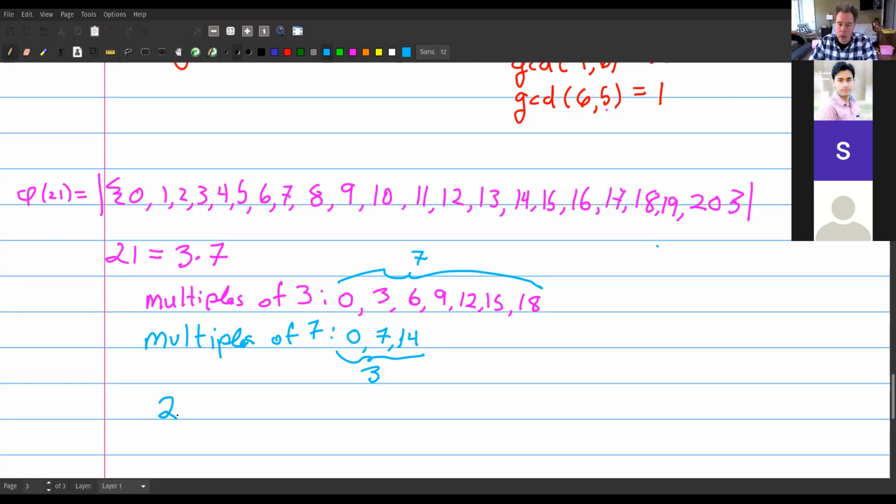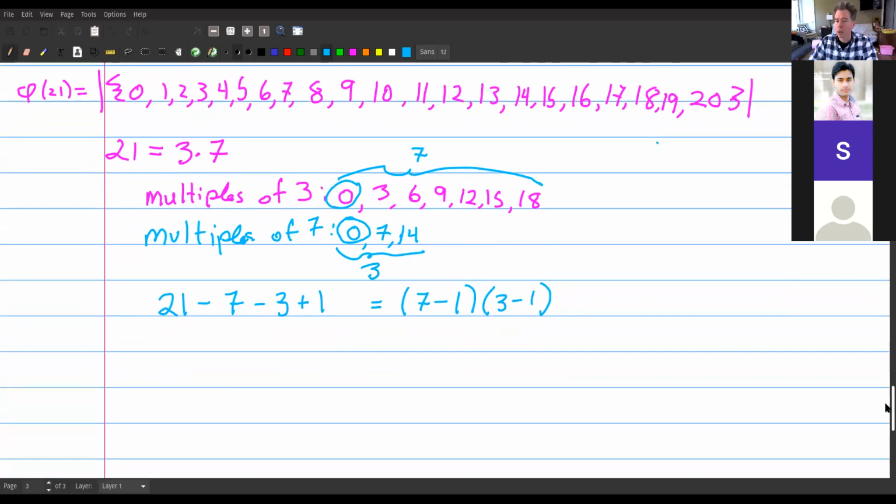This is going to be 21 minus 7, because we have to take away these 7 multiples of 3, minus 3, because we have to take away these 3 multiples of 7. But what's the problem here? We double counted 0 because 0 is on both lists. So we took away two zeros, so we have to put 1 zero back. Okay, now just observe that this is the same thing as 7 minus 1 times 3 minus 1.